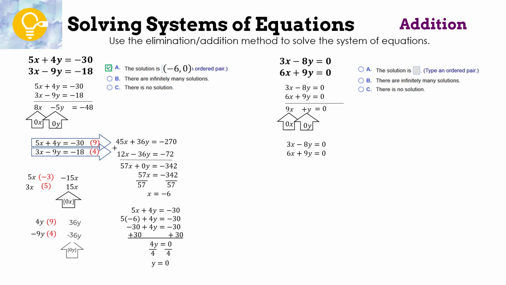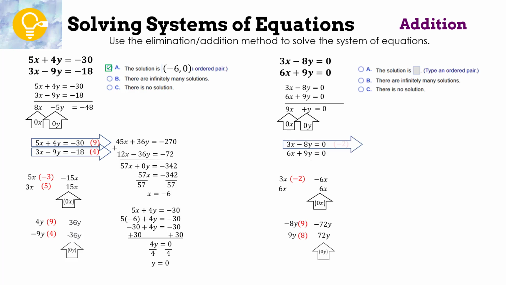Let's figure out if we want to get rid of the x's or the y's or if it matters. Let's look at the x's. If I take negative 2 times 3x, I'll end up with negative 6x. And negative 6x plus 6x will give me my 0x. So that's a possibility. Let's look at our y's. I could multiply the first equation by 9 and the second equation by 8. That would give me negative 72y and positive 72y, which when we add down would give us 0y. I like to multiply by one number if I can. I'm going to get rid of the x's.